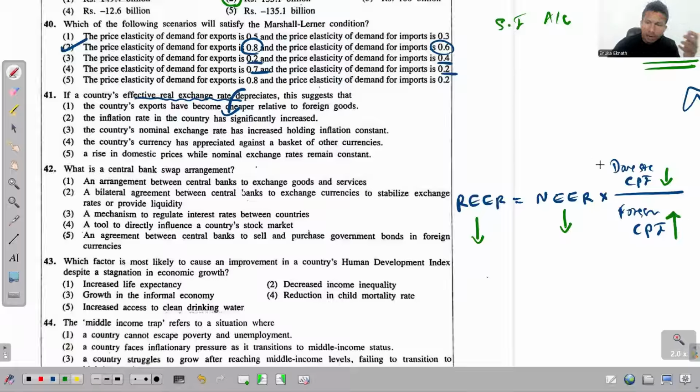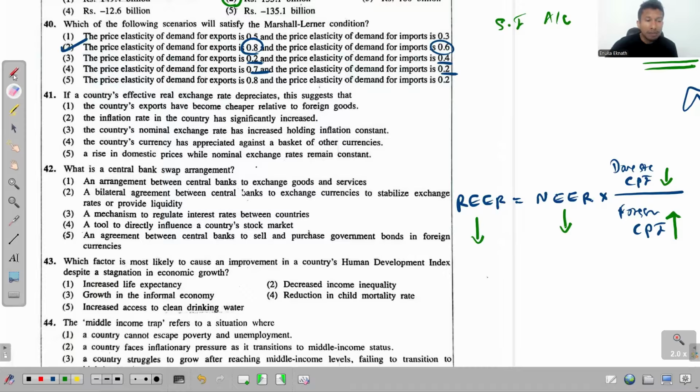දැන් අපි කියවලා බලන්න ඕනේ ඔය කියන කතන්දර මේ මොන option එකේද දීලා තියෙන්නේ කියලා. Look at this one. Countries' exports have become cheaper relative to foreign goods. Can that be the answer? Let's say Sri Lankan exports become cheaper relative to foreign goods.